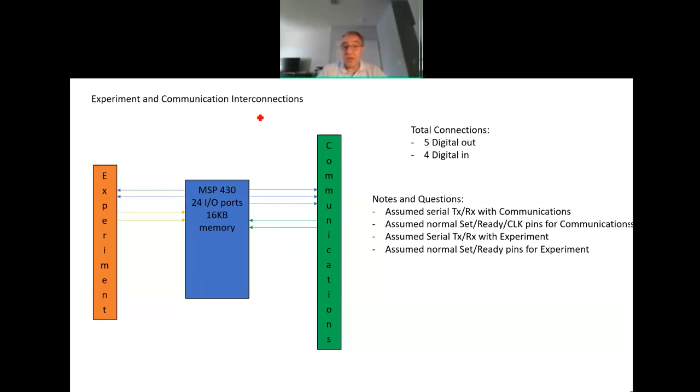On the side of the communications, I'm 99% sure that it's going to be serial, because the communications are serial. We are just one link, one frequency that is going to be out. So it's going to be just one line of data that is going to go to the communication subsystem, and that data is going to be transmitted. And we're going to receive one line of data from the communication subsystem, and that line of data is going to be received. That would be it. I don't think there is anything else there.